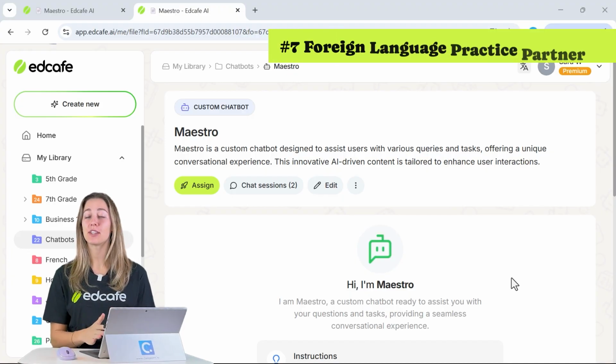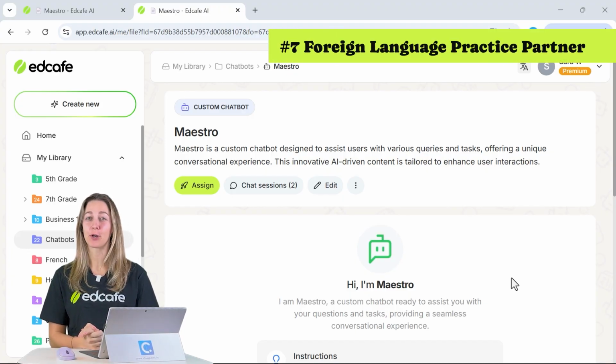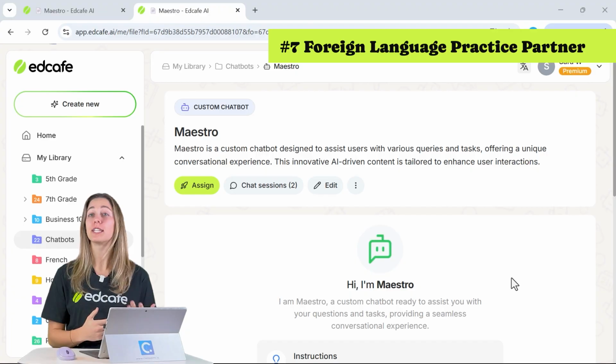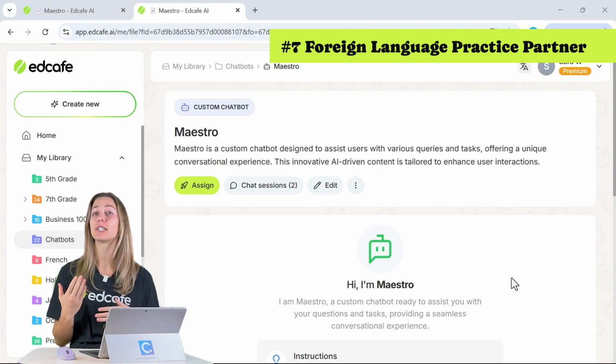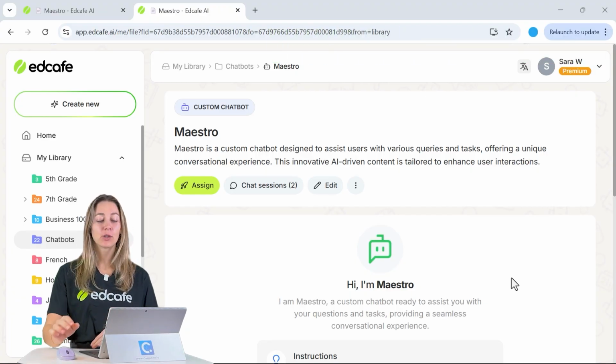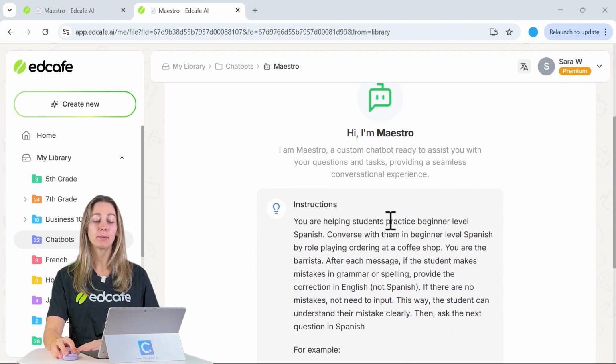Number 7, using the chatbot as a foreign language practice partner. This provides students with conversation practice in any language, offering some real-time corrections as well. So here I have a chatbot set up to help students practice their beginner level Spanish.